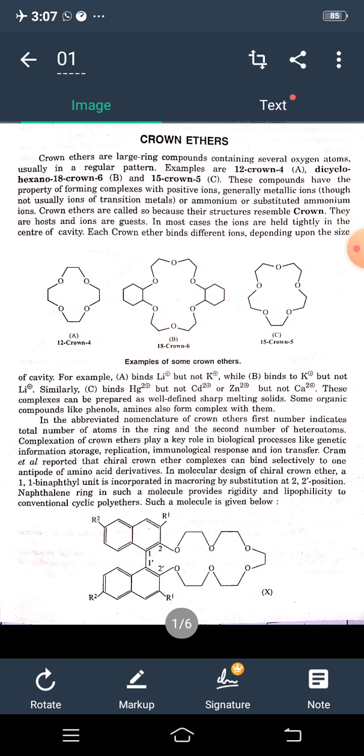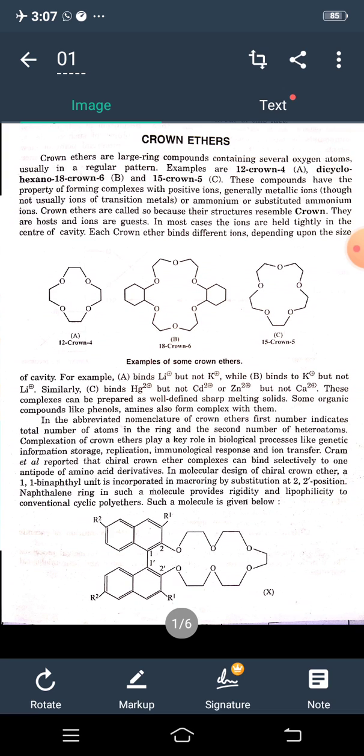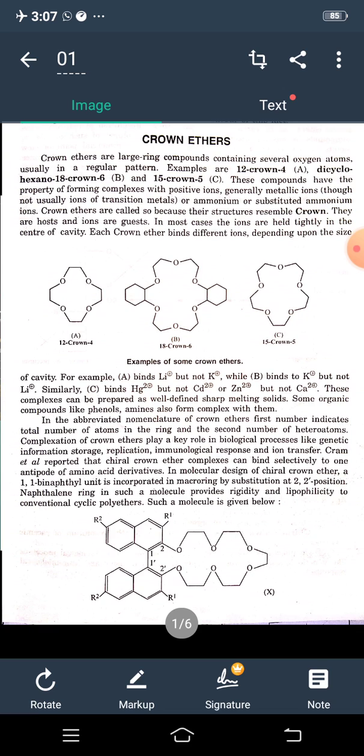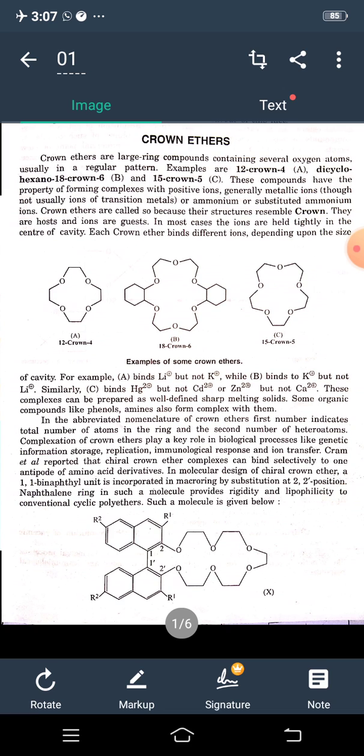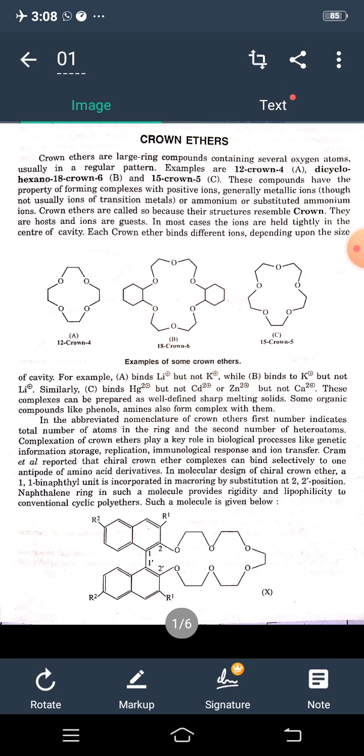in C. These compounds have the property of forming complexes with positive ions. Generally, metallic ions, though not usually ions of transition metals or ammonium or substituted ammonium ions. Crown ethers are called so because their structure resembles a crown. Crown जैसे पिंजरे type.